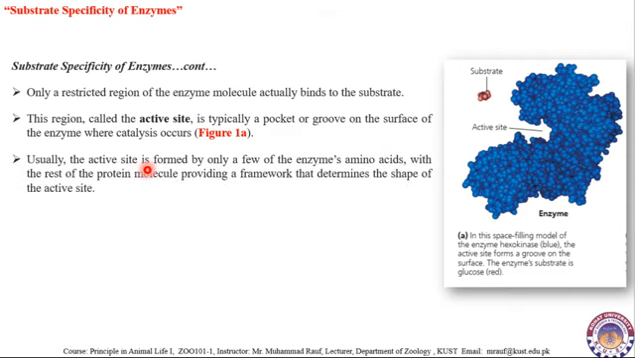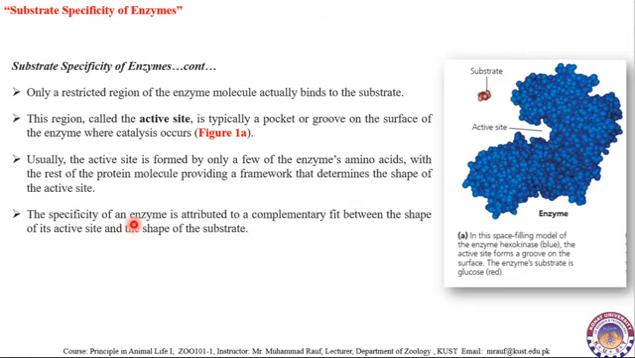Usually the active site is formed by only a few of the enzyme's amino acids, with the rest of the protein molecule providing a framework that determines the shape of the active site. So here only a few amino acids are present around this area. The bulk of the amino acids form the outer boundaries of this enzyme, and it is these amino acids in those particular areas which determine this particular shape.